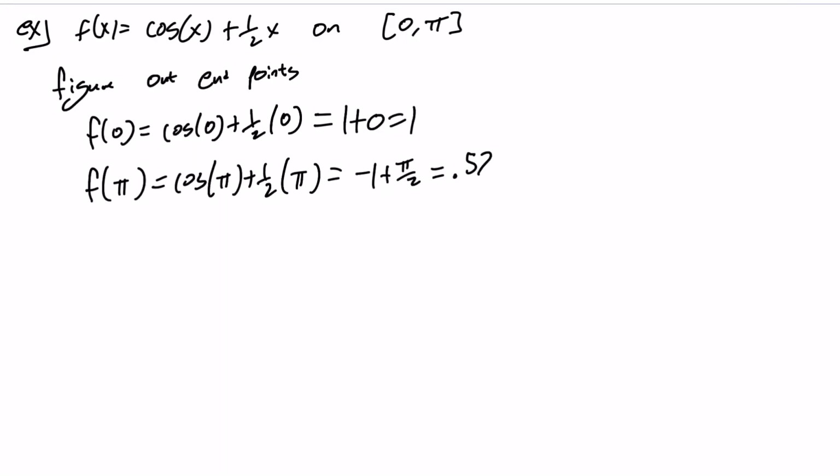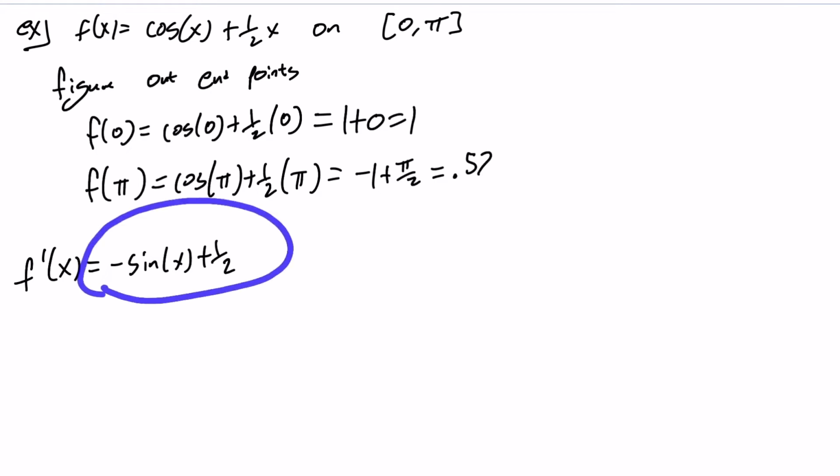Okay, so we got our endpoints. We can plot those. That'll be helpful for us later. Let's figure out our transition points. This should sound kind of familiar because it's the exact same thing I've said the last 2 or 3 example problems. f prime of x is minus sine x plus 1/2. This is defined everywhere on our interval.